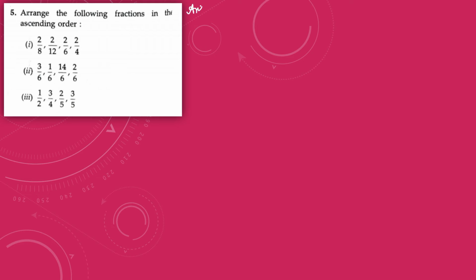Arrange the following fractions in ascending order. The next question is of descending order, so we're going to do this question first. In this video, I'm going to solve the third part. Okay, friends. For the third part, we have 1/2, 3/4, 2/5, 3/5. To solve, as we can see, we have different denominators. We cannot compare fractions if they have different denominators. So we're first going to find the LCM of all these numbers.